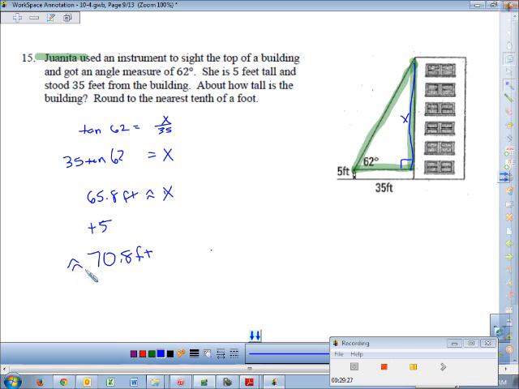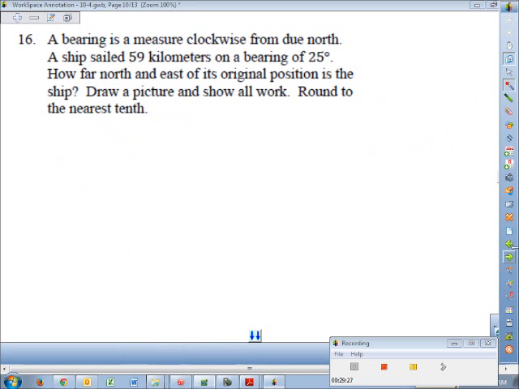Because realize this little nugget, new color, is not a part of x at all, right? That's that extra 5 feet that her eyes were off the ground. You should have been pretty comfy with that, especially when the picture was drawn for you. Eventually we'll have to draw our own picture. Yay for picture drawing. Last problem, the toughest of them all. Read to yourself. Let's see how confused we get.